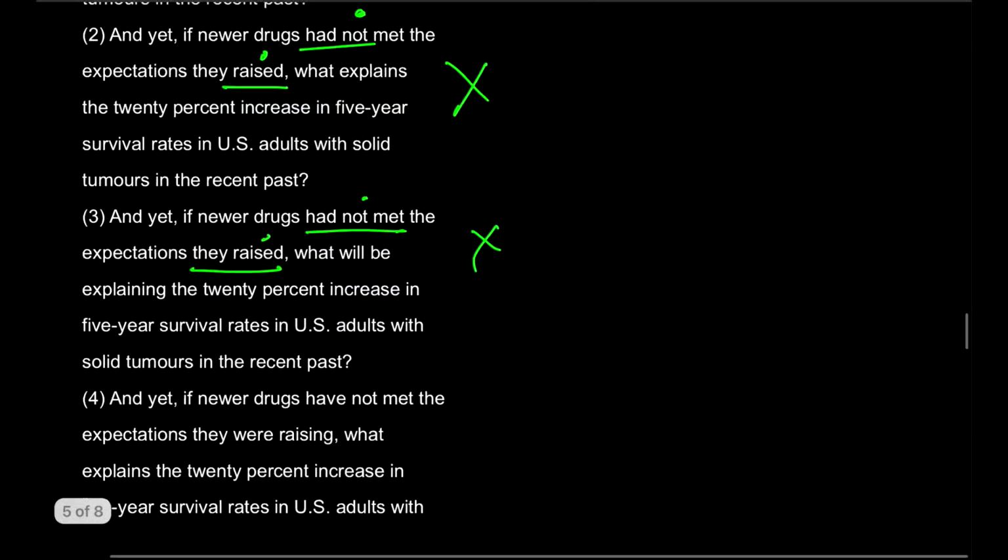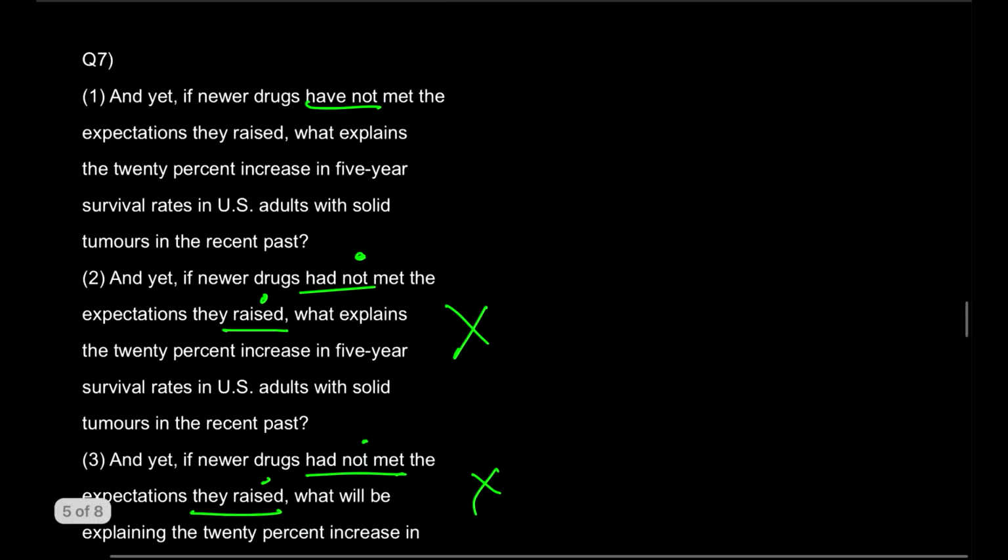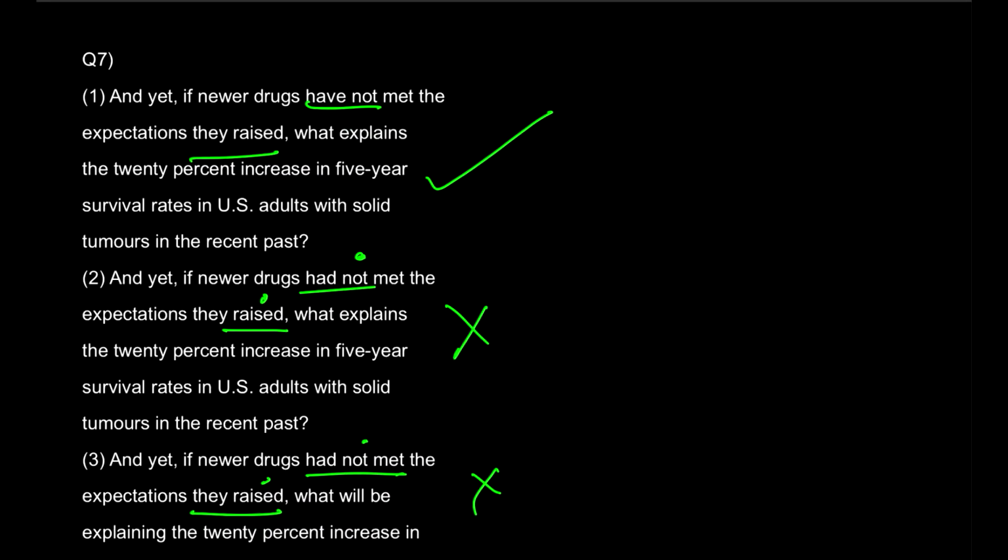Number 4, have not met the expectation they were raising. Come on, continuous is not needed, and therefore we go back to the first sentence, which is absolutely correct. Have not met the expectations they raised, what explains the 20% increase in a 5-year survival. That's correct. Okay, let's move down to the next one.